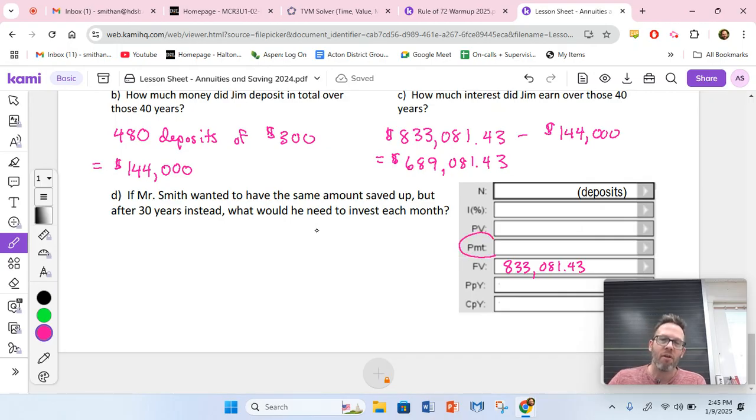Guys, in this question, we're starting with a goal and we want to find how much you have to put away each month. But it's the same thing. You punch in what you know in your TVM solver and you click on what you don't know. So this is 30 years. So we're changing the deposits. 30 years of monthly deposits, that's 360. But everything else stays the same. It's still 7.2%. It's still PV is 0. PPY is still 12. CPY is still 12.